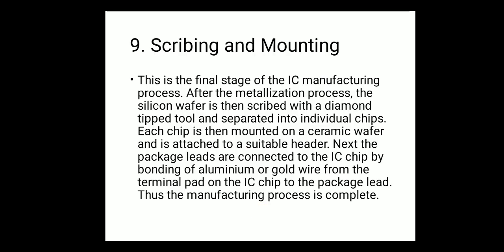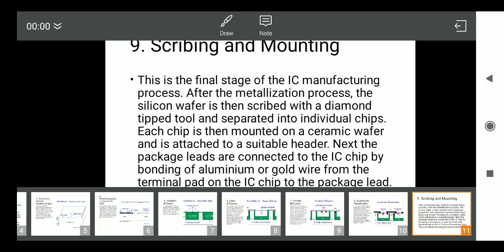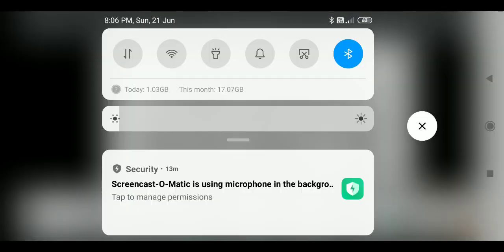This is the final stage of the IC process. After all the layers and wafer preparation have been made, the scribing of the extra impurities is to be made, and then they are cut into separate individual chips. Each chip is then mounted on a ceramic wafer and is then attached to a suitable header. Hence the manufacturing process is complete.